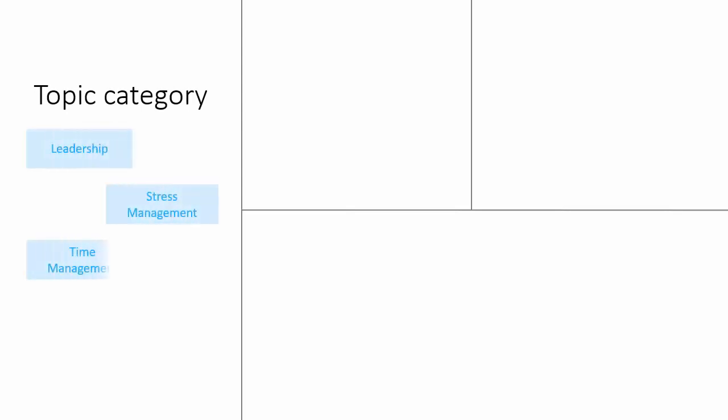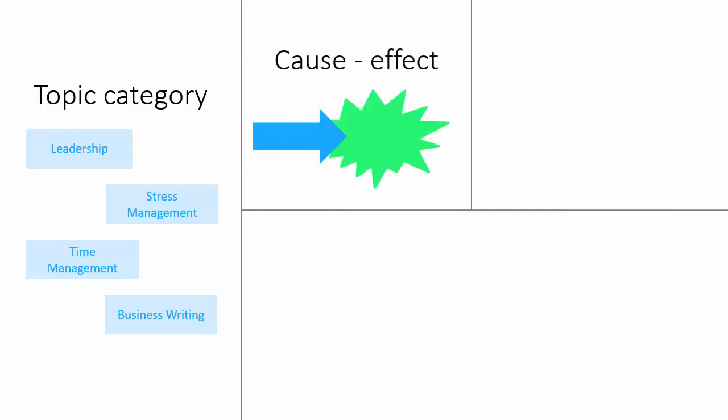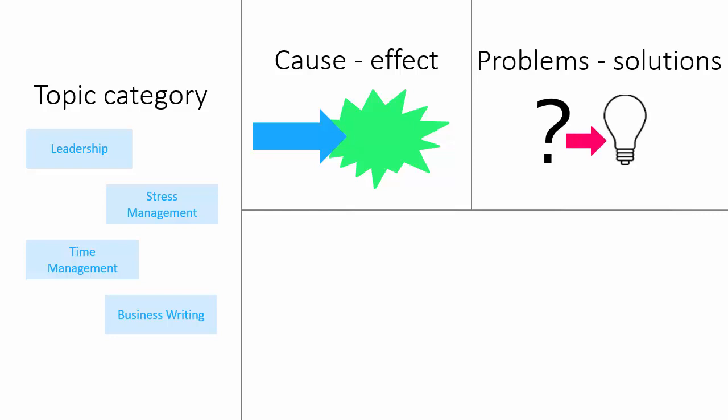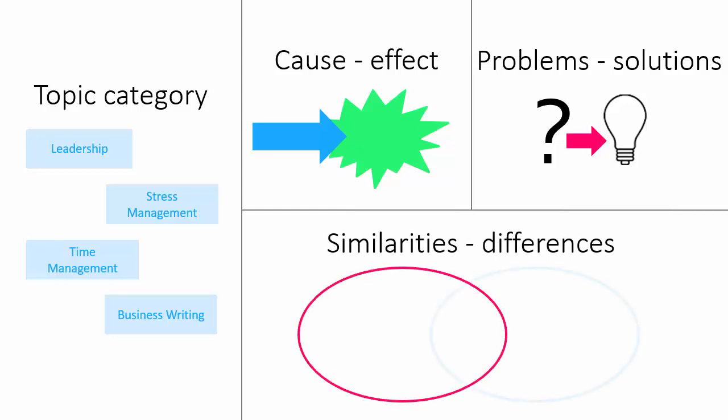Other ways to arrange content is by topic type or category. Cause and effect, problems and solutions, or even comparisons like similarities and differences.